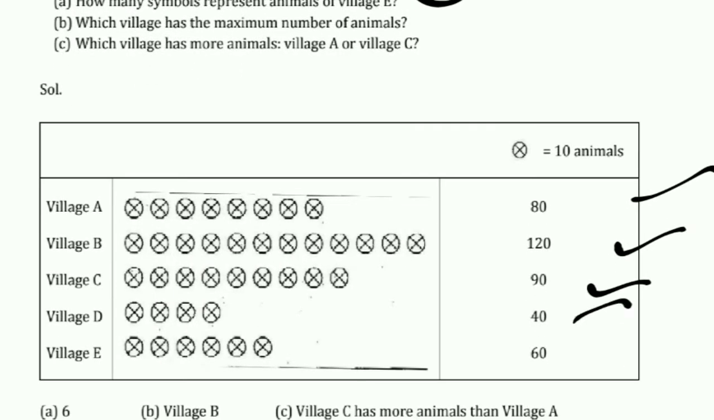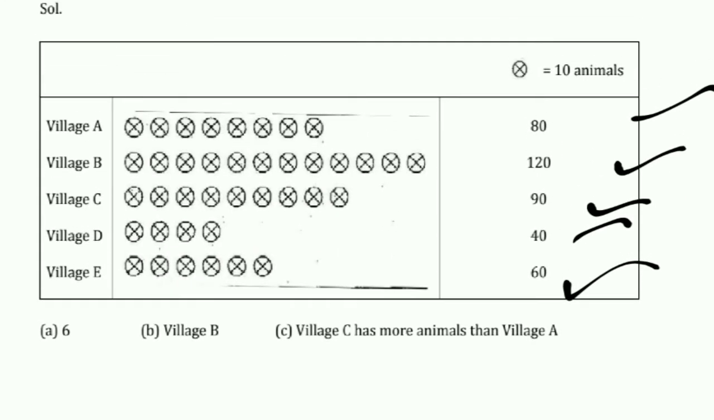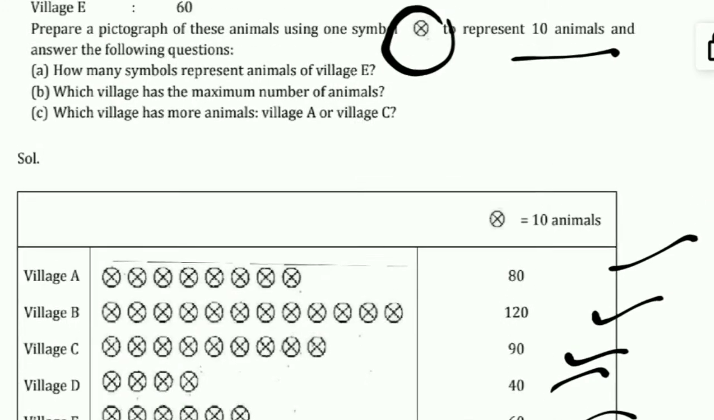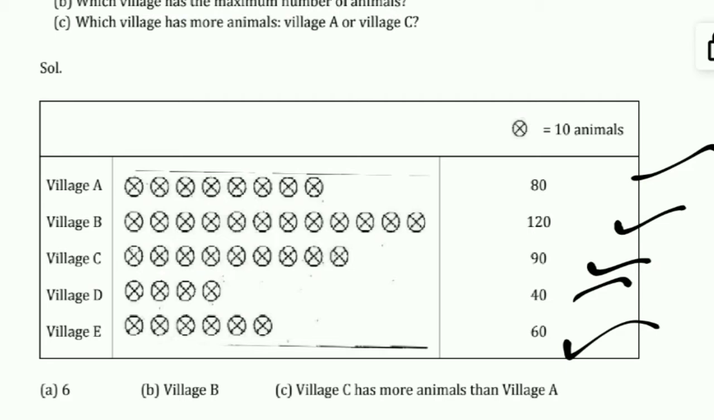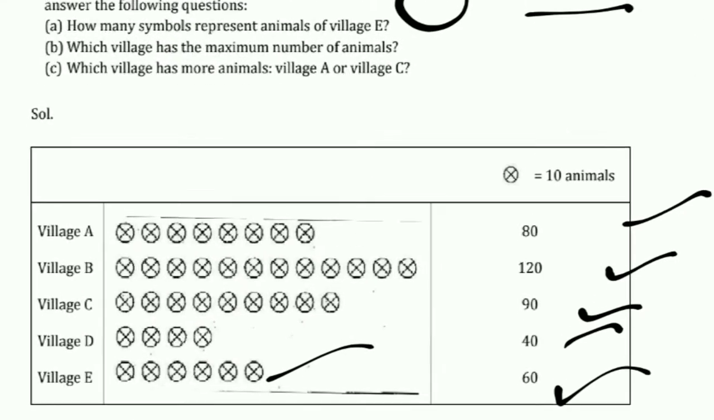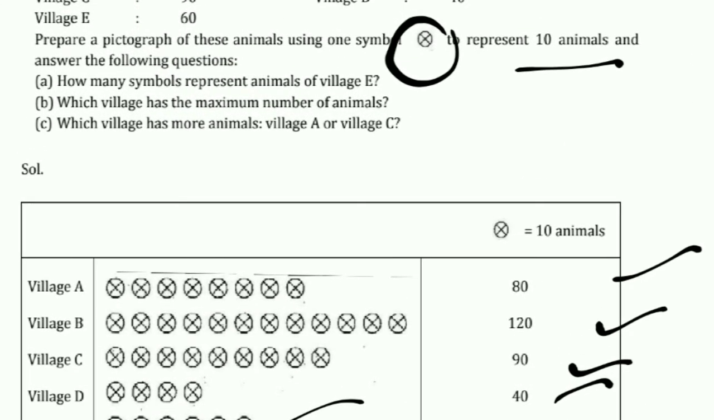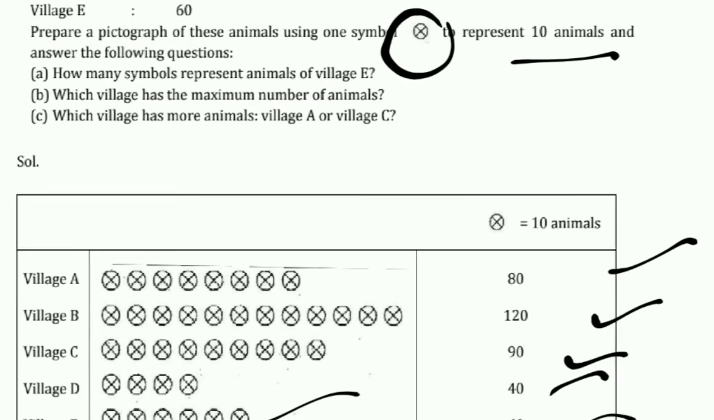Like this. Then 4, 40 are there. Then 6, 60 are there. We have to draw like this. Now the first question is, how many symbols represent animals of village E? Village E, 6 symbols. Which village has the maximum number of animals?